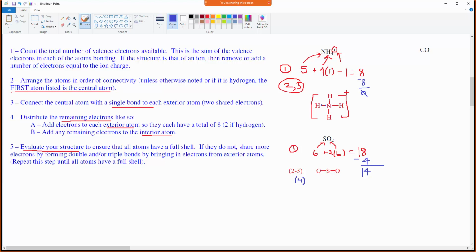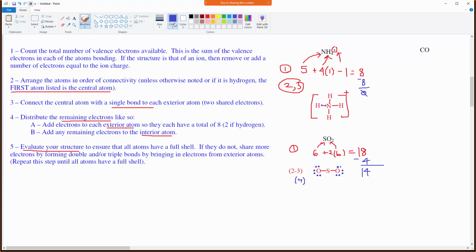6, that's right. They each have 2. They want 8 for a full shell because everybody wants 8 for a full shell except for hydrogen. So I'm going to add 6 more. 1, 2, 3, 4, 5, 6. Oh, that's so much nicer. 1, 2, 3, 4, 5, 6.